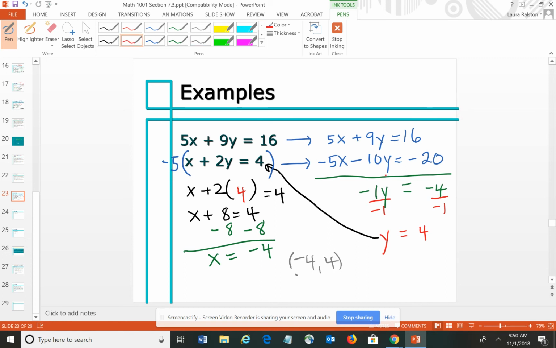So remember, when you have a single solution, just as a quick review, it's called an independent system. Now you can double check yourself by plugging in -4 and 4 into both equations to make sure that you get the value. I'm not going to take the time to do that.